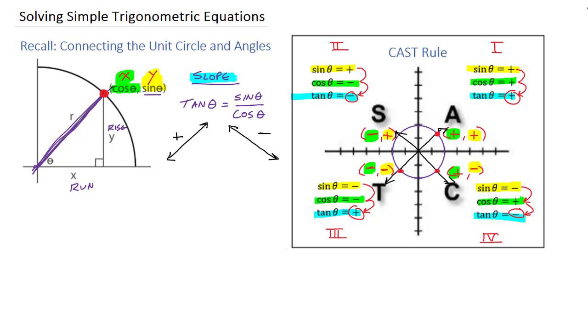Now, why do they call it the cast rule? Because you can spell out C-A-S-T. I didn't invent it. Don't get angry at me, right? Cast. Now, some people are like, well, why don't we start in the first quadrant and go A-S-T-C? Because then I guess it would be the Aztec rule, which doesn't make as much sense, right?